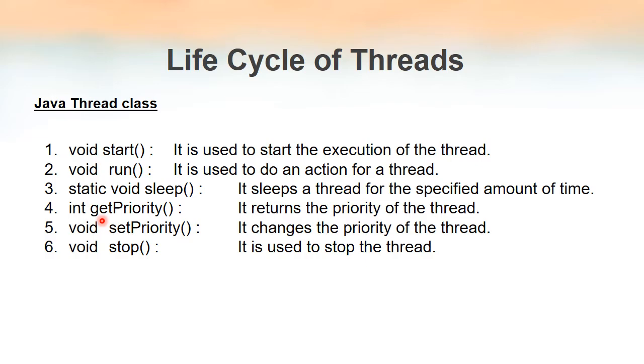Then for each thread there will be a priority. If you want to get the priority of the current thread, we can use the getPriority method. As you can see, the return type of this method is integer. That means the priority of a thread is actually an integer. If you want to set a priority to a thread that is created by ourselves, we can make use of the setPriority method. By default, every thread has got a priority, but if you want to update that priority to some other value, we can use the setPriority method.